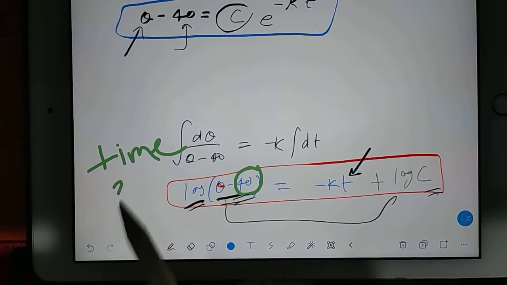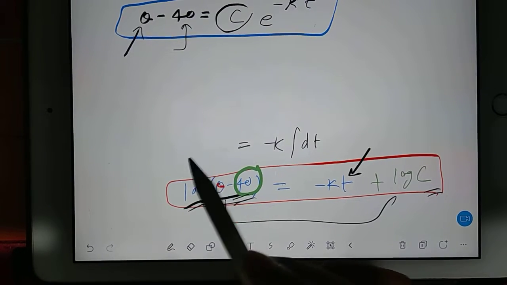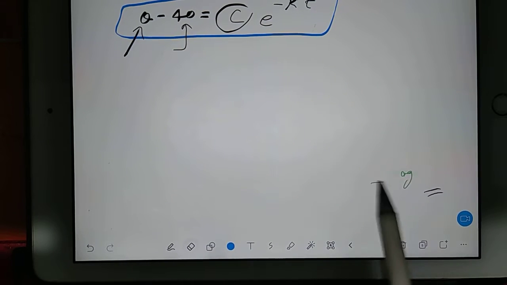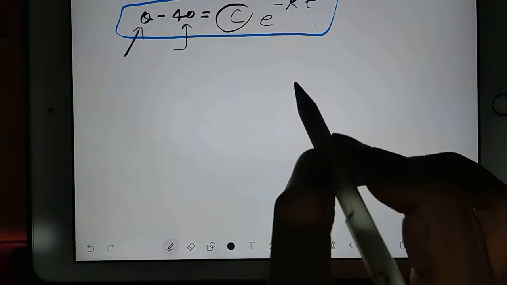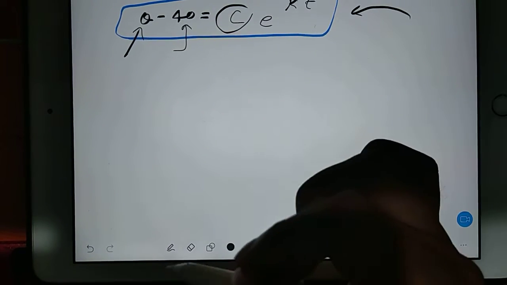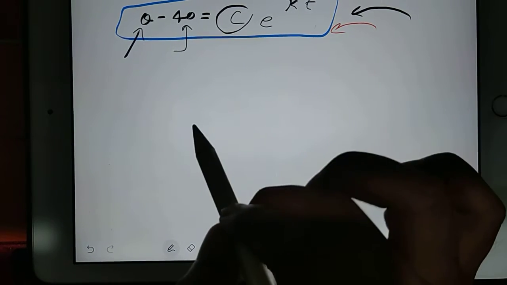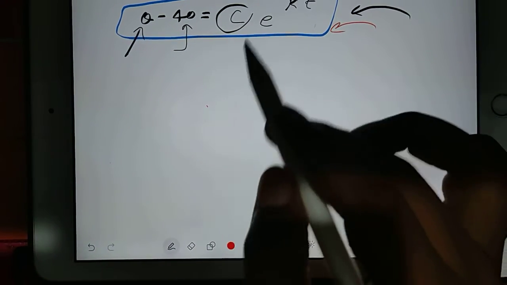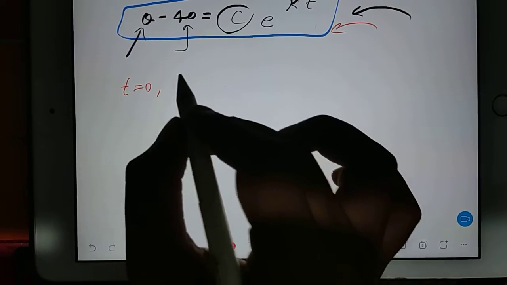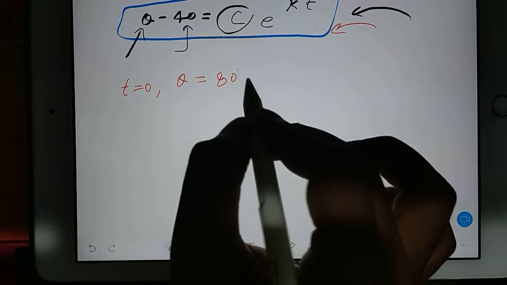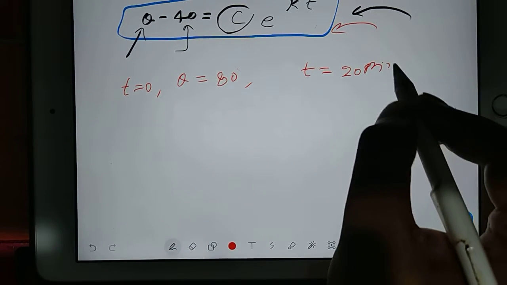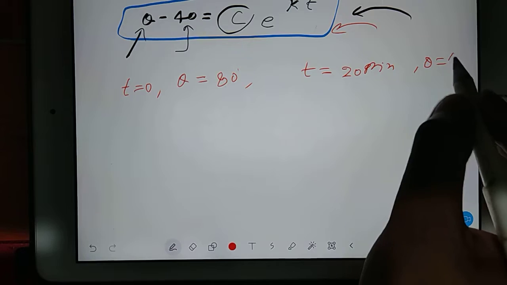Now let's see. Like I said on the very first day of the class, when you are finding the solution of a differential equation, that solution can't be exact until your initial values are given, correct? So right now you have a solution, but it is not the exact solution because this is a general solution. But in this question, initial values are given. When time was 0, your body temperature was 80 degrees Celsius, and after 20 minutes, you got your new body temperature, that was 60 degrees.